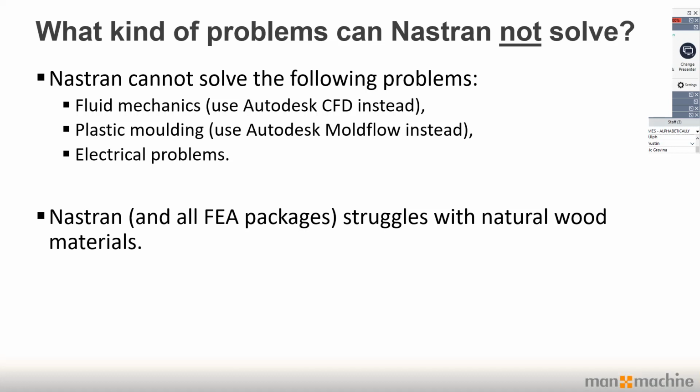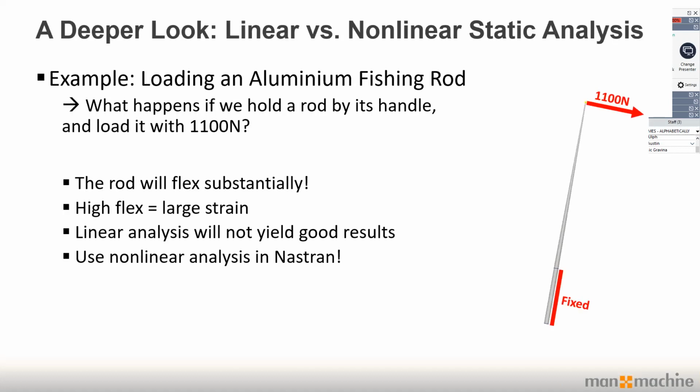Nastran and all FEA packages struggle with natural wood materials. This isn't because the FEA can't handle it, it's just wood materials are complex in their makeup. Things like grain and things like what year and the humidity in which it grew all affects the mechanical qualities of that material. But that said, you can get pretty good approximates for natural wood materials.